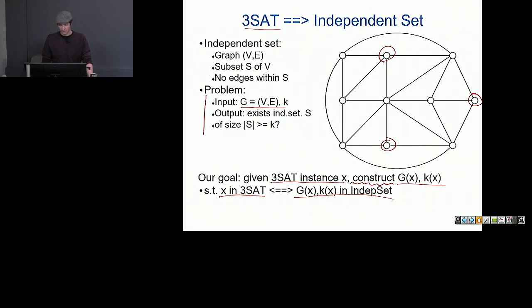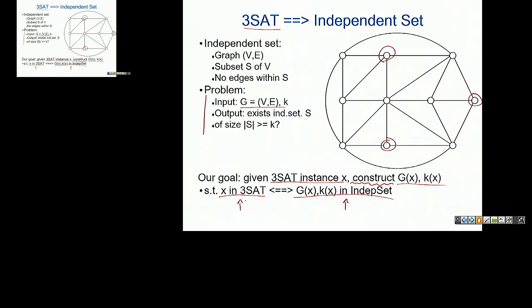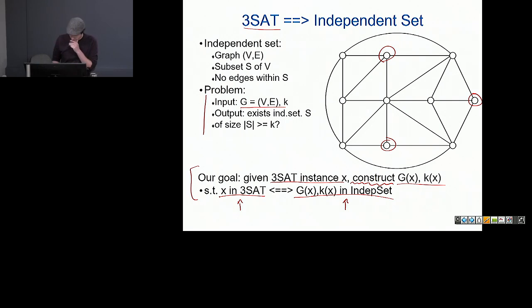So I want to construct a version of the independent set problem so that I have this equivalence. And as a corollary, if I could solve independent set, then of course I would just run it on this, and that would tell me the answer here. So if I can solve independent set, then I can solve 3-SAT. Okay, so this is the task at hand. Construct this graph.